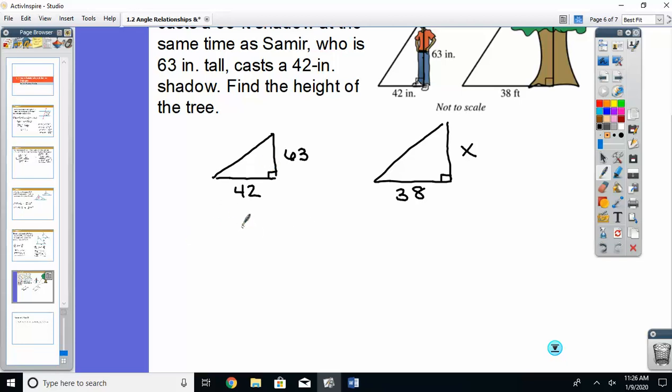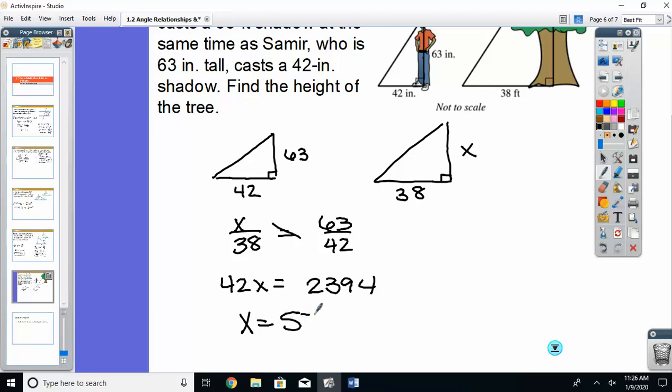So we can just set up a proportion. If you did x over 38, that would have to equal what? 63. And there are lots of ways you might set this up. You could say x over 63 equals 38 over 42. You just have to have corresponding pieces. So if you multiply, we get 42x equals 2,394. Divide by 42 and x is 57. The height of the tree was in feet, so we get 57 feet for our answer.